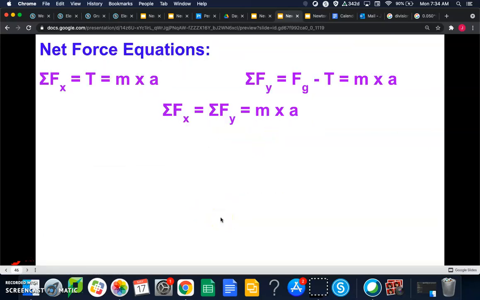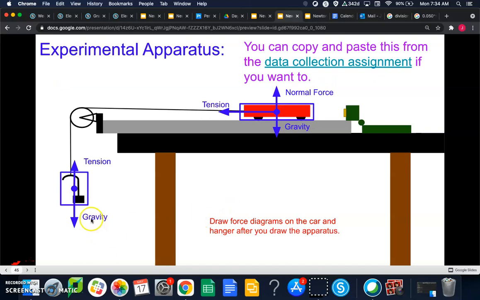I just want to say real quick here, when we're calculating the force of gravity, it's going to be the force of gravity on the hanger, because the hanger is what's being affected by gravity. We don't have to worry about the gravity on the car because that's canceled out by the normal force.